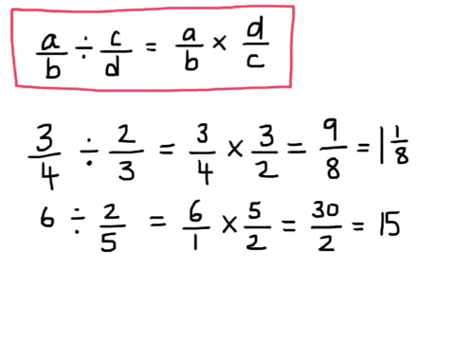So to recap, to divide two fractions, the first fraction stays the same, and we multiply by the inverse of the second fraction, which means multiply by the second fraction turned upside down.